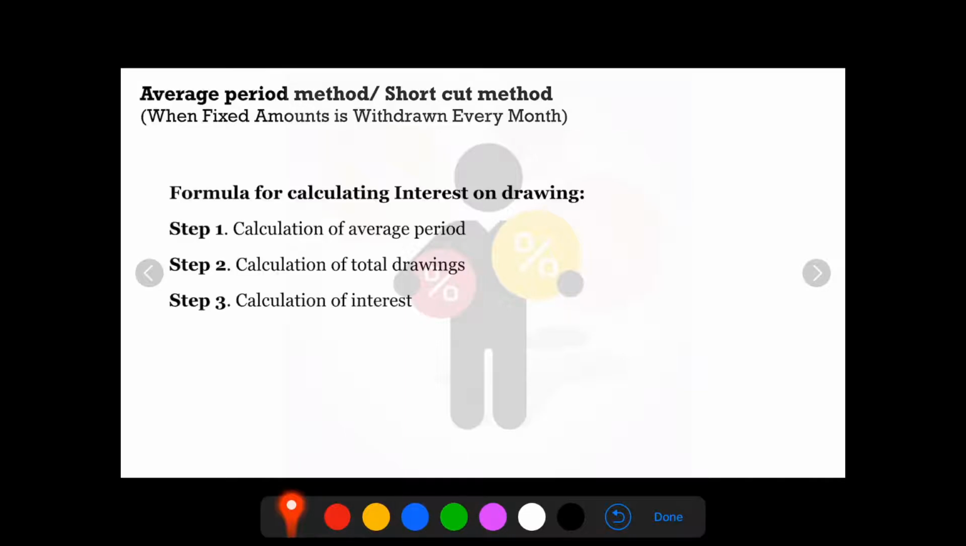There are three steps that you need to follow for calculating interest on drawings. Step 1, calculation of average period. Step 2, calculation of total drawings. Step 3, calculation of interest.